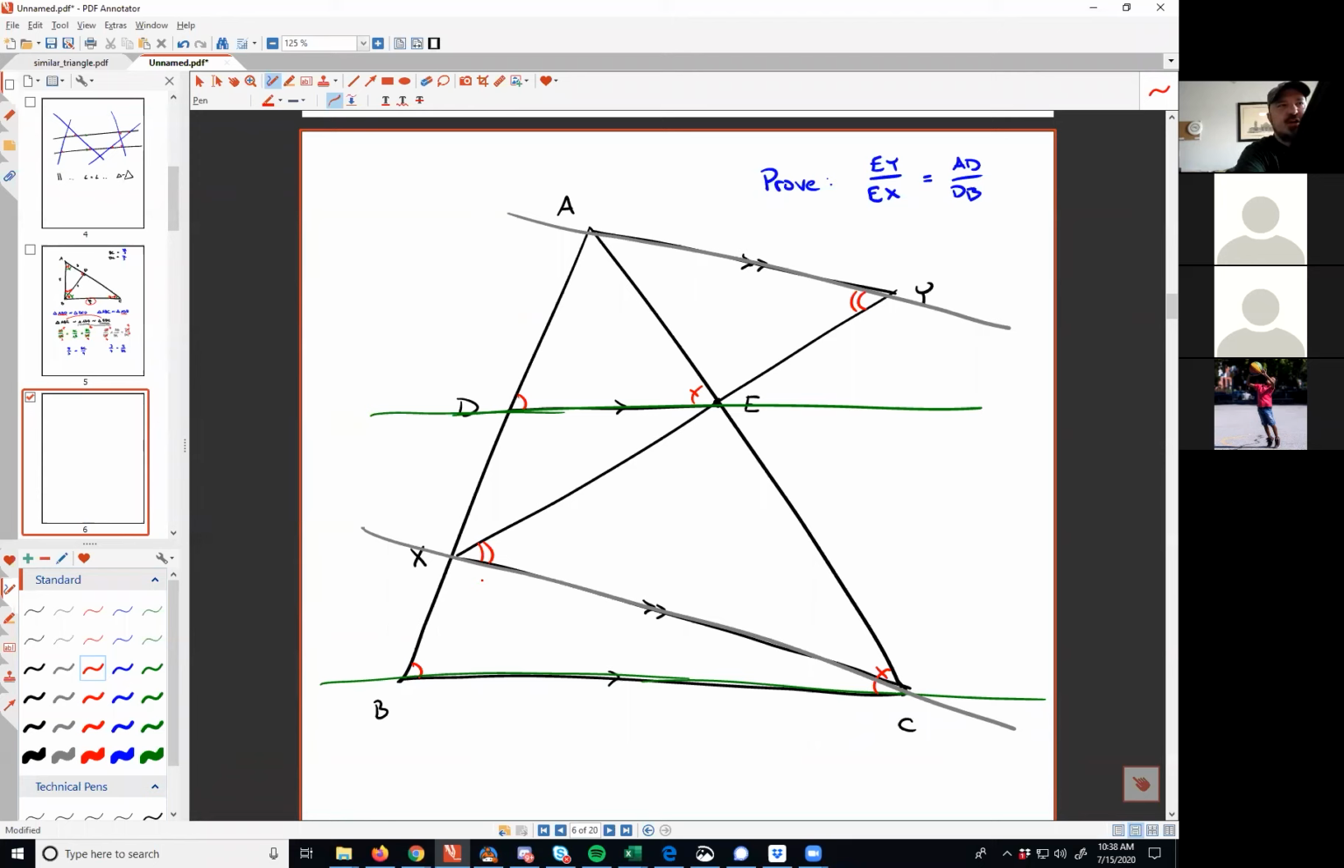Salorm, do you want to finish? Well, there's YEA and XEC. That's true. We have those vertical angles that are equal. And then there's also YAE and XCE. Okay, yeah, we get those from the parallel lines.